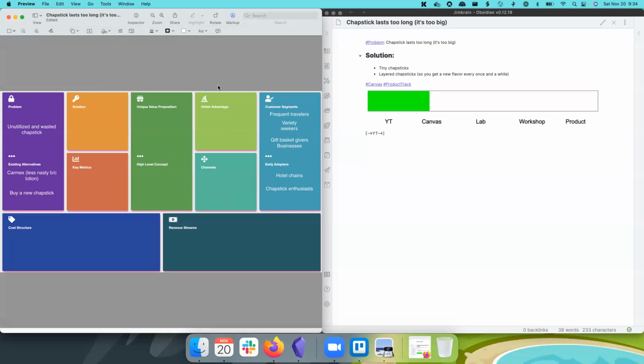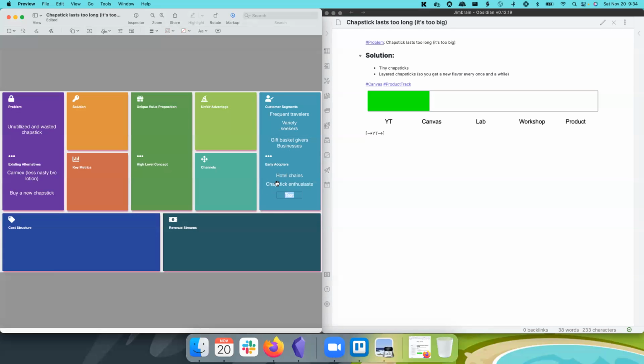Or early adopters: a kind of person who explores a lot. They might find Burt's Bees vanilla and that's the only one, but they need to explore all the different options. So then they can explore lots of them without wasting a ton of chapstick.